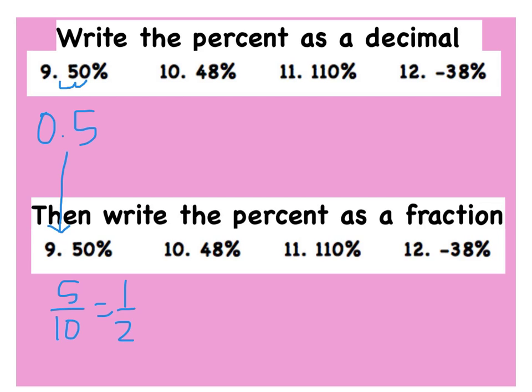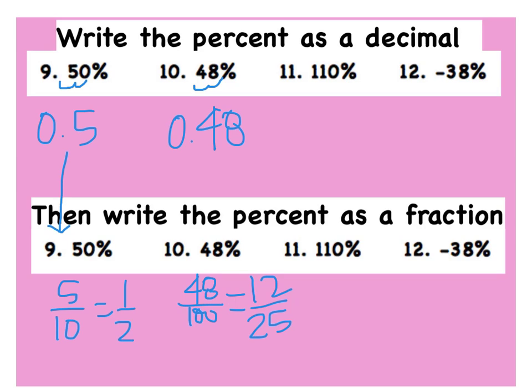Let's try number 10. So I'm going to move the decimal over 2 spaces. So I get 0.48. When I'm writing this as a fraction, that's going to be 48 over 100 because the 8 is in the hundredths place. And then I know I can do some simplifying. So if I divide the top and bottom by a common factor, I get 12 over 25 because I divided the top and bottom by 4.